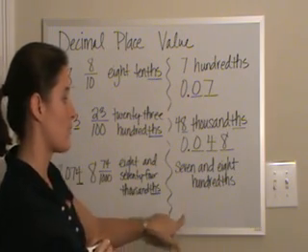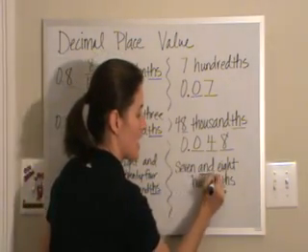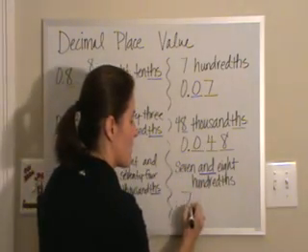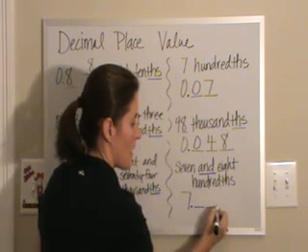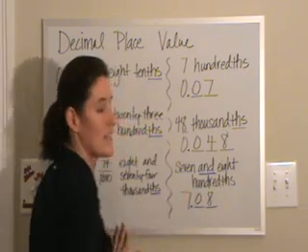In this last example, I have 7 and 8 hundredths. The and tells me I'm going to need a decimal. So I'm going to have 7 and hundredths is 2 places behind the decimal. I put the 8 there and use a 0 as my placeholder.